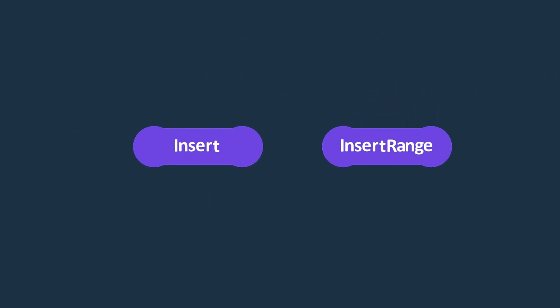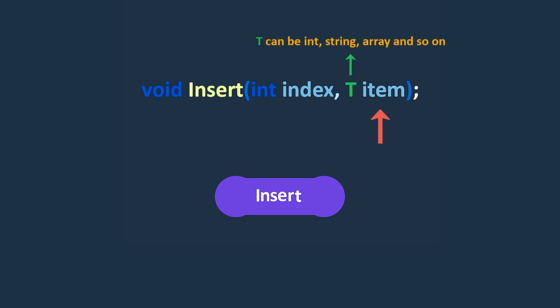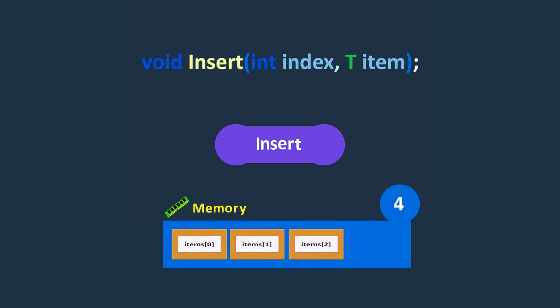Alright, the insert and insertRange methods allow us to add elements at specific positions in a list. Here, index indicates the position where we want to insert the item. An item represents the element to be inserted into the list. The insert method works by shifting all the elements from the specified index to the right to make room for the new element. Then it adds the new element at the index position.